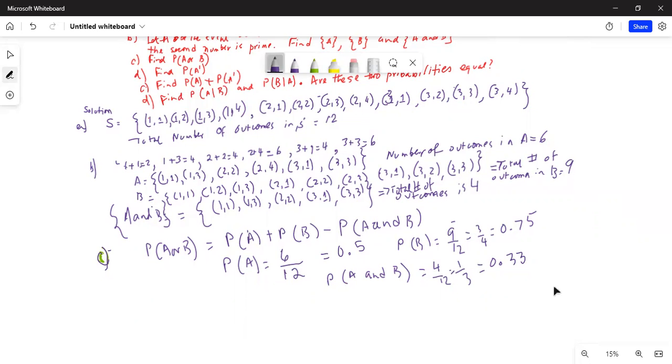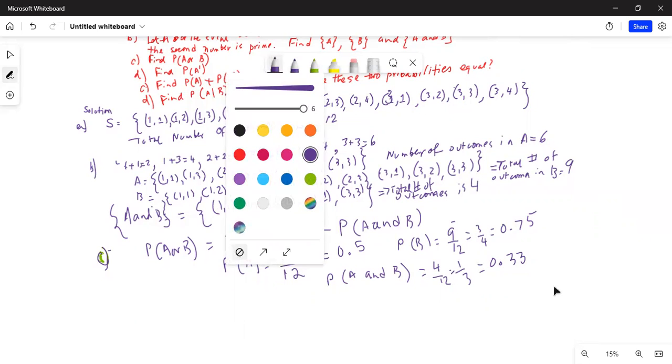See if I can find a different pen color to write it. So maybe I'll do this one.